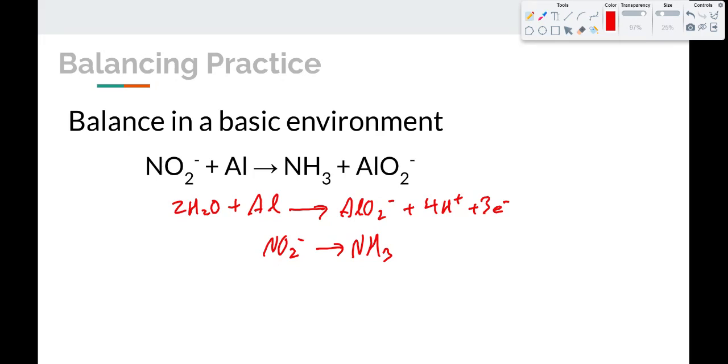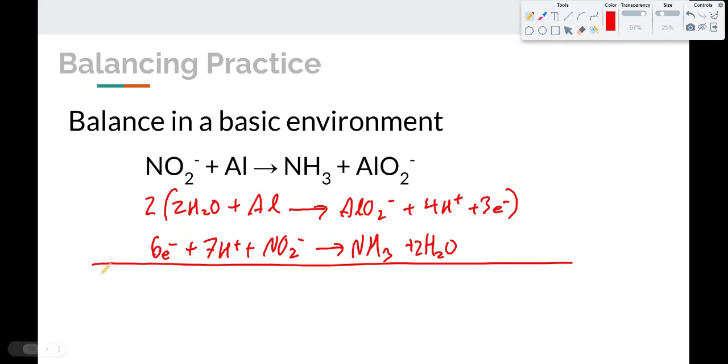Nitrogen's already balanced in the second half reaction. Oxygen's not. I'll need 2 oxygens on the right, so I'll add 2 H2O. That gives me 4 H's, plus the 3 that were in ammonia. That's 7 H's. So I'll add 7 H plus on the left. Now I've got to balance charge. The right side is neutral. 7 plus and a minus makes 6 plus, so I'll have to gain 6 electrons. To make the electron transfer work out, I've got to multiply the top half reaction by 2.